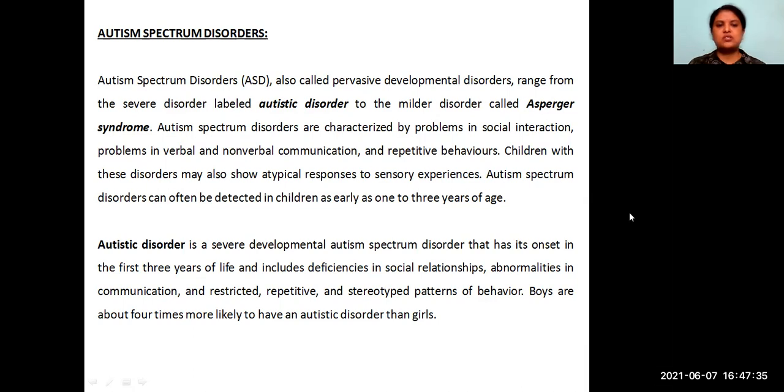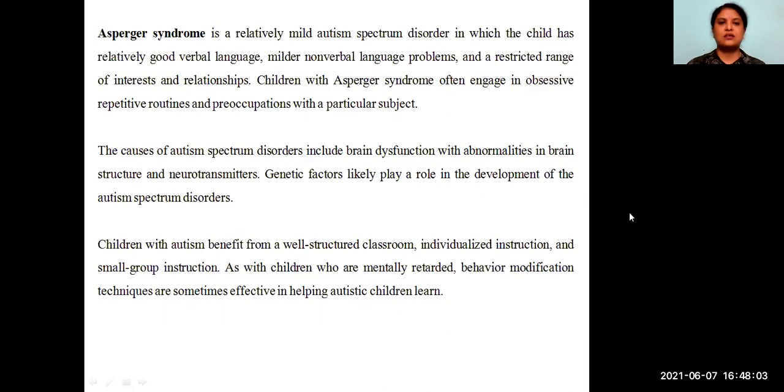Autism spectrum disorders can often be detected in children as early as 1 to 3 years. And autistic disorder is a severe developmental autism spectrum disorder, and its onset can be anytime during the first 3 years of life. It includes deficiencies in social relationships, abnormalities in communication, and restricted, repetitive, and stereotyped patterns of behavior. Boys are about 4 times more likely to have an autistic disorder than girls.